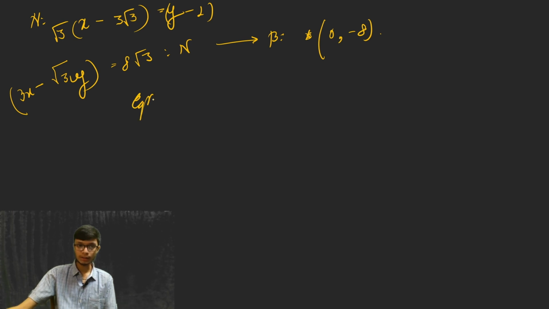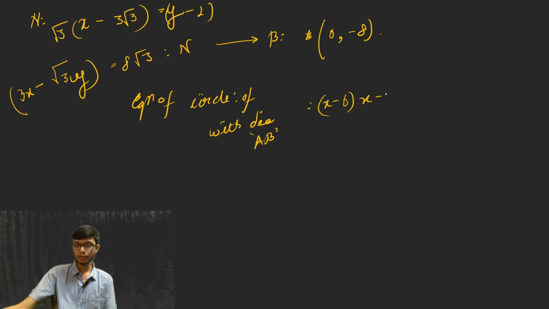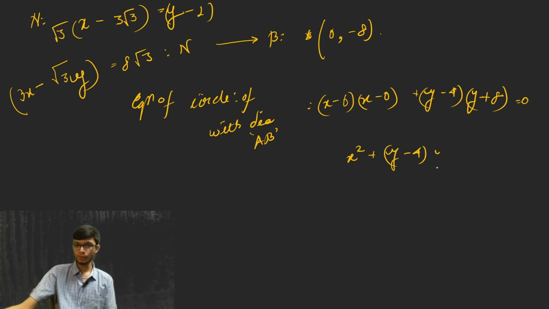Now the equation of the circle, I have already covered this. The equation of the circle with diameter AB will be x minus x1 into x minus x2, that is 0, plus y minus y1, that is 4, into y minus y2, that is minus 8, so plus 8, is equal to 0. So from here you will get the equation of the circle as x square plus y minus 4 into y plus 8 is equal to 0.